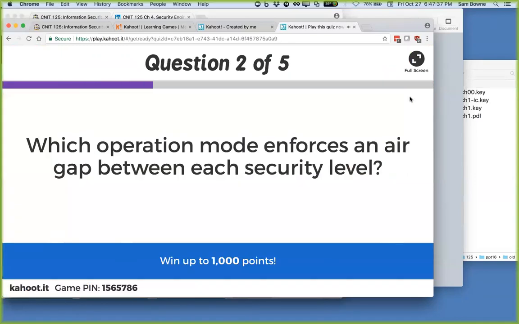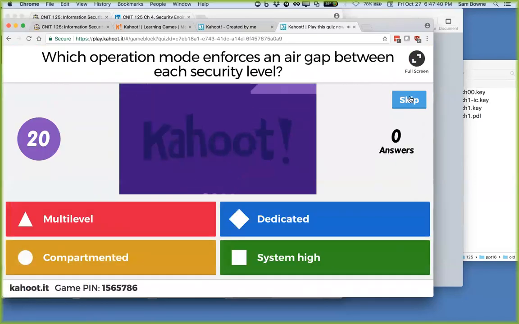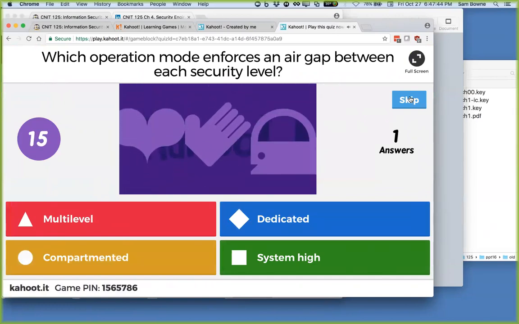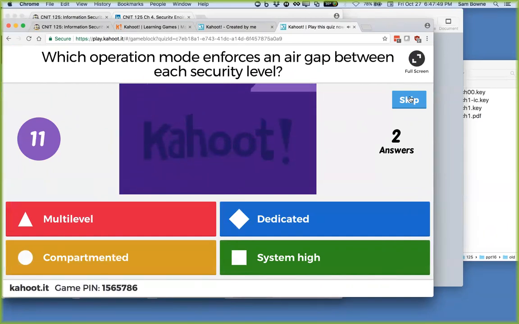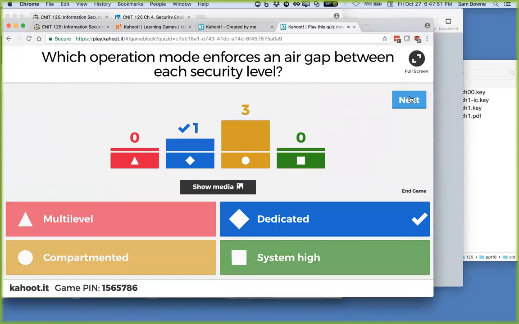Which operation enforces an air gap between each security level? Not a popular answer, that's dedicated. You have a dedicated system for top secret and another dedicated system for secret and classified and unclassified. That's the simplest model where you don't really trust the internal computer security much at all, and you keep an air gap between the levels.